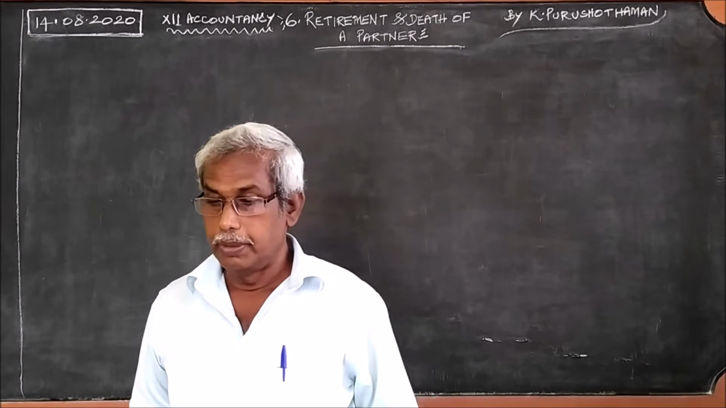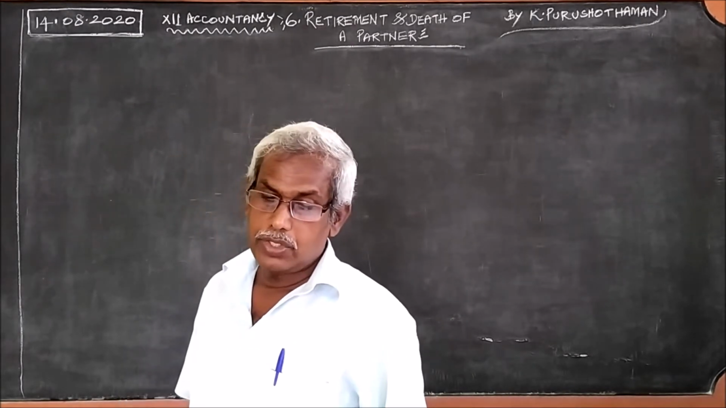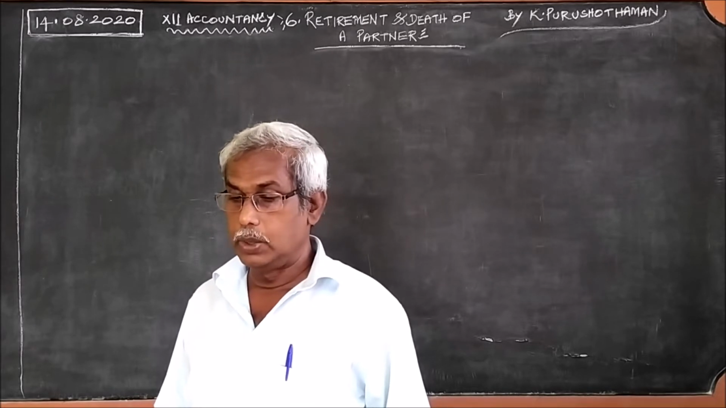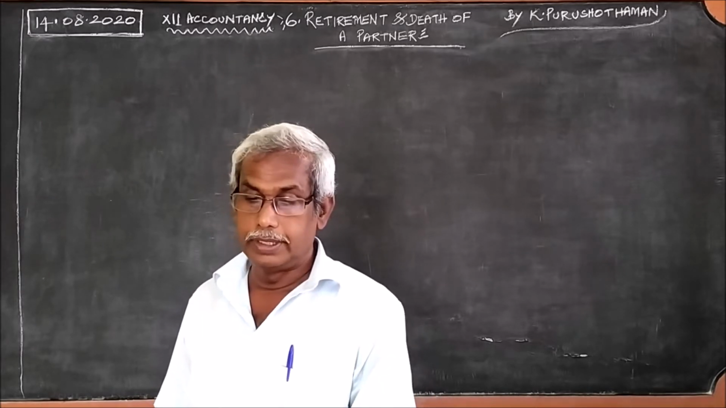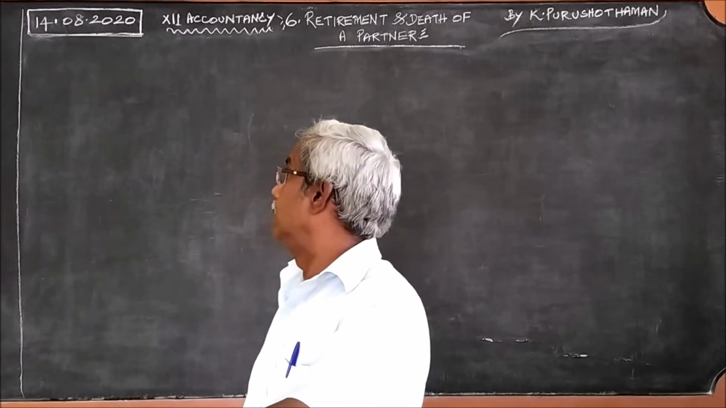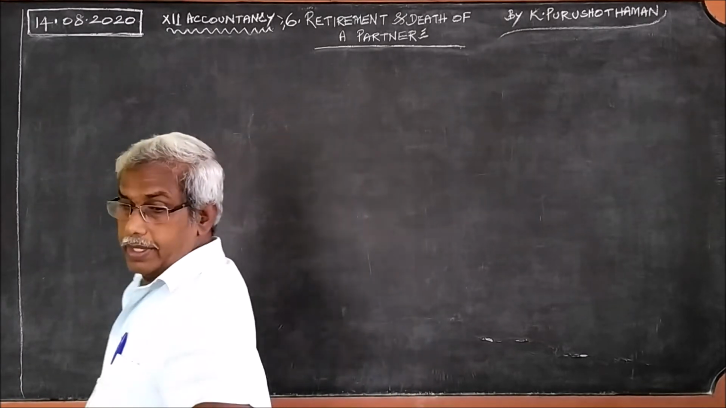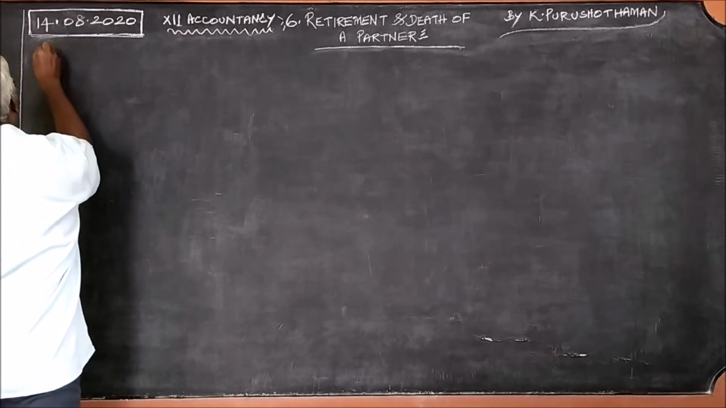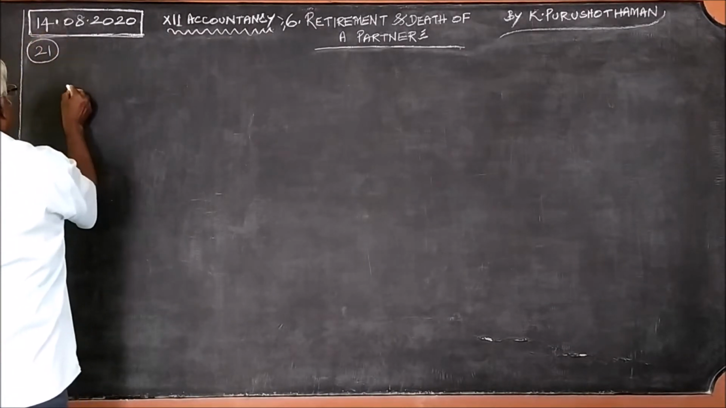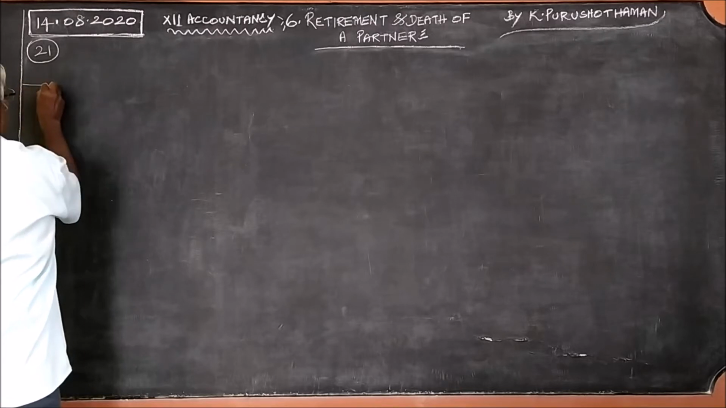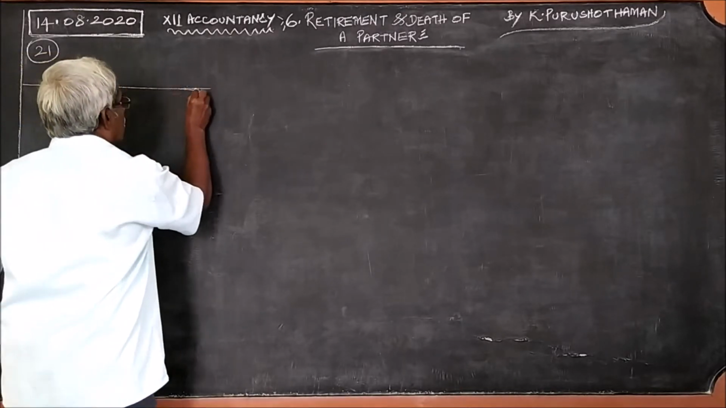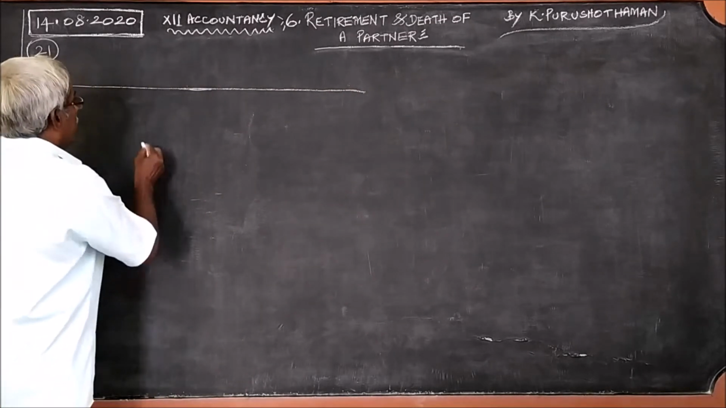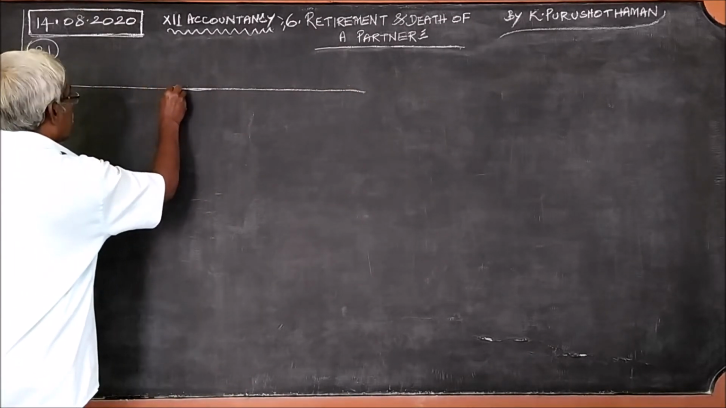What are we asked to prepare? We are asked to prepare the revaluation account, the partners' capital accounts and the balance sheet of the firm after the death of the partner. This is problem number 21. In the first part of the question, we shall prepare the revaluation account.